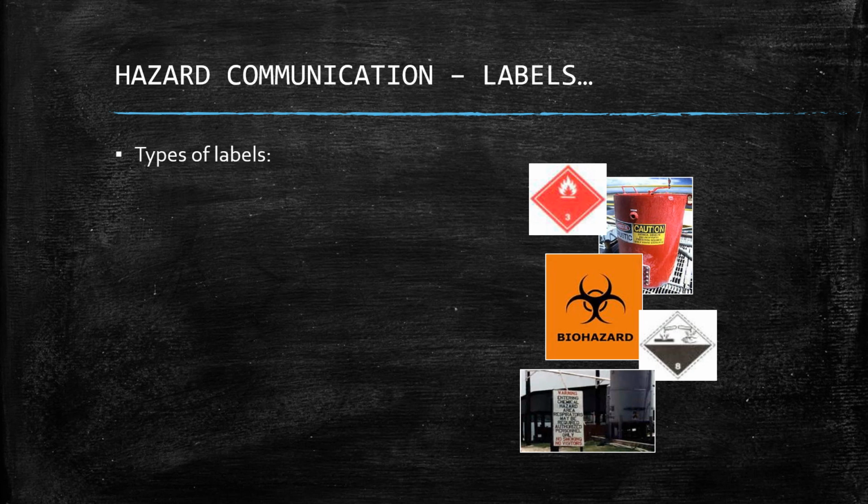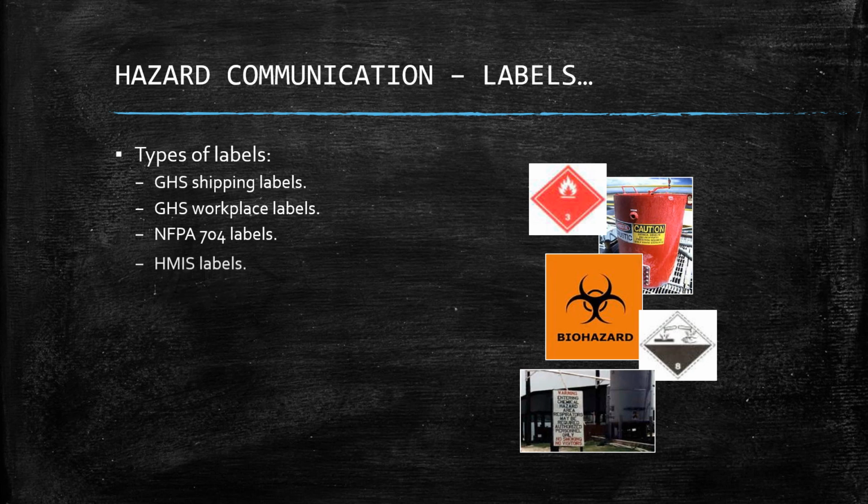There are several types of labels that might be found on hazardous chemicals in the workplace, including Hazard Communication Standard (GHS) shipping labels, Hazard Communication Standard workplace labels, National Fire Protection Association 704 labels, Hazardous Materials Information Systems labels, and Department of Transportation shipping labels and markings.